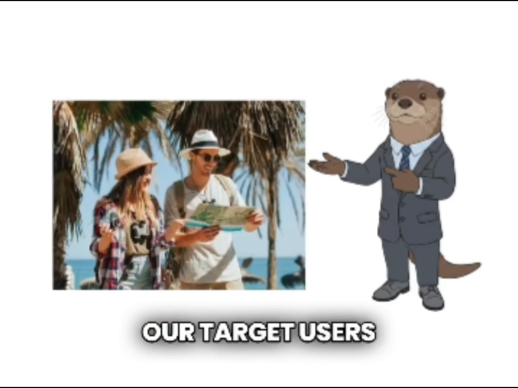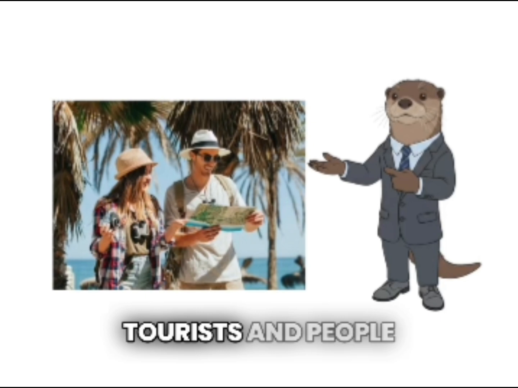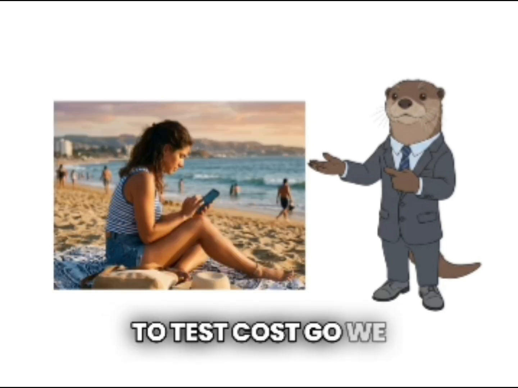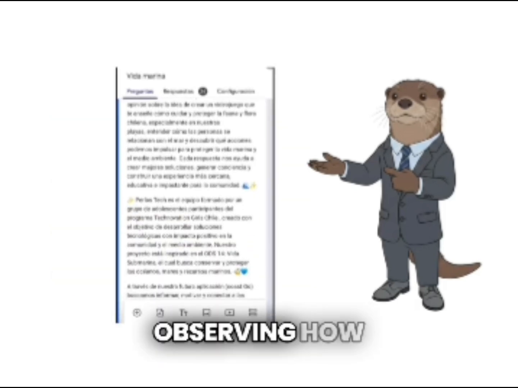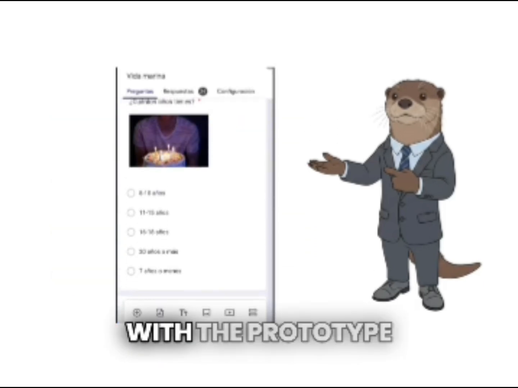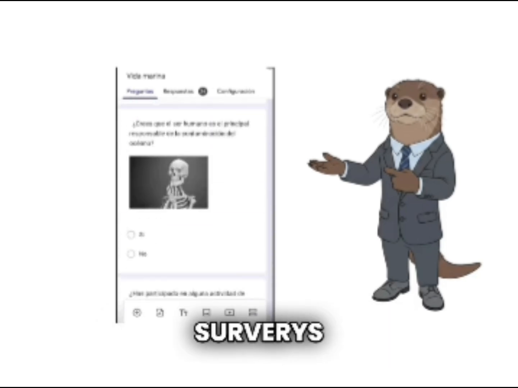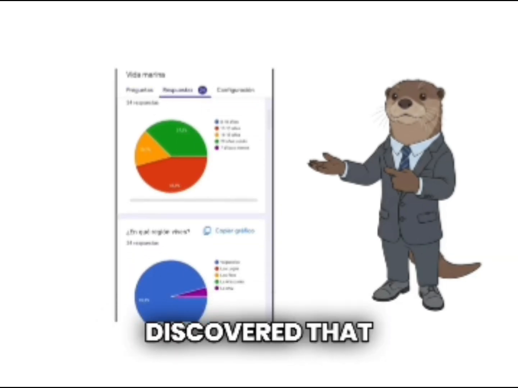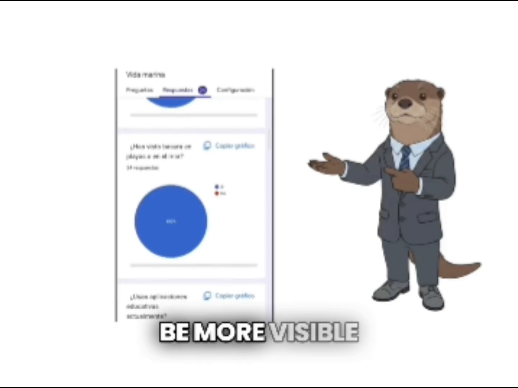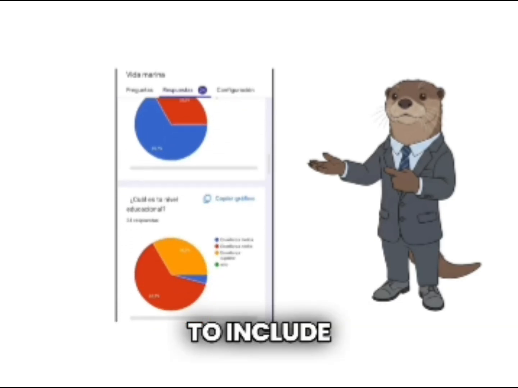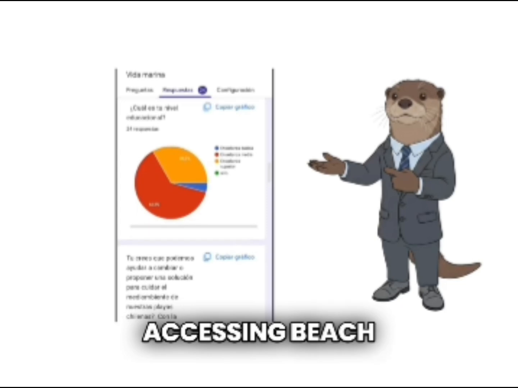Our target users are national and international tourists and people who live in coastal areas. To test CostaGo, we conducted beta testing with users, observing how they interacted with the prototype and collecting their opinions through surveys. Thanks to their feedback, we discovered that environmental recommendations needed to be more visible and direct. So we modified the navigation flow to include pop-up alerts before accessing beach information.